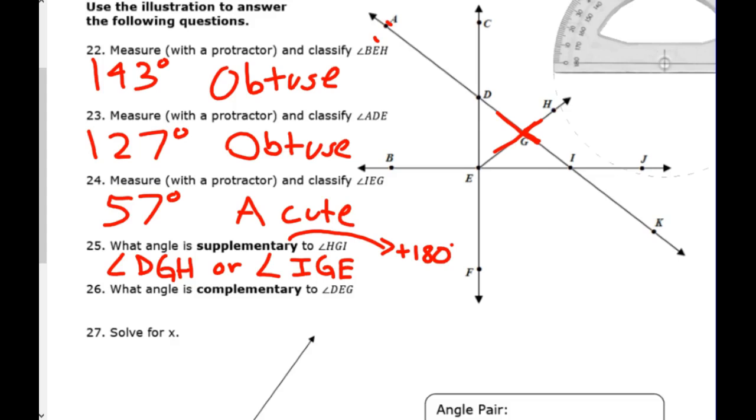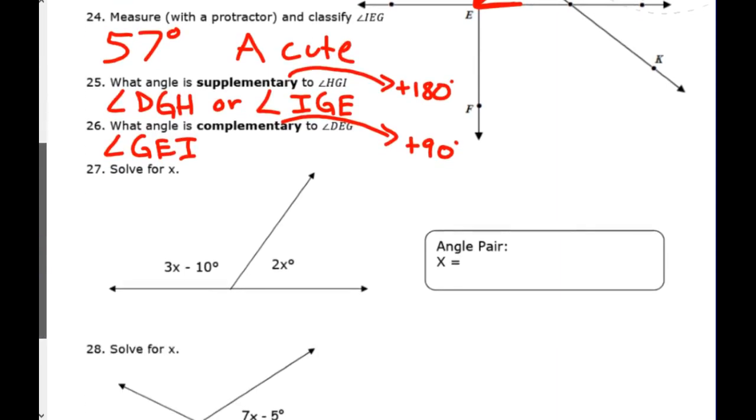Okay? Now, the next one, what angle is complementary to DEG? So DEG is right here. What's right next to it to make a 90 degree angle? Well, that'd be GEI. Angle GEI is right next to it. Together they make a right angle. Because remember, complementary adds up to 90 degrees. Okay, so you're able to give me angles that add up to 180 and angles that add up to 90.